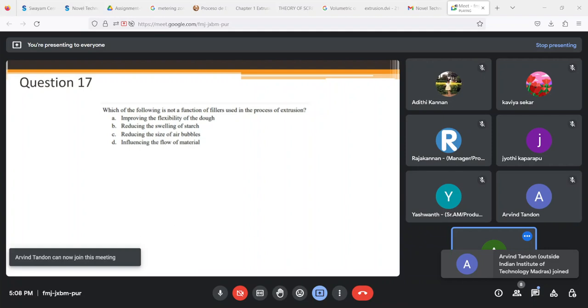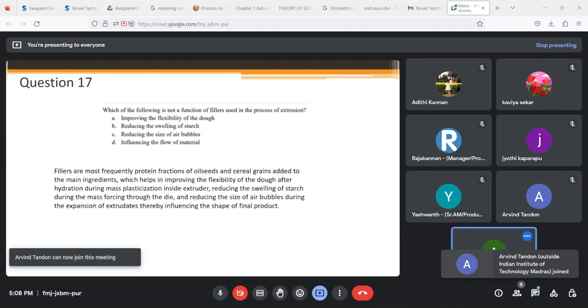Yeah, so D is not a function of fillers. So in an extrusion process, apart from your raw materials, you often add other additives called fillers. These fillers are often protein fractions of oilseeds or cereal grains. This is added to improve the flexibility of the dough. It reduces the swelling of starch, and it reduces the size of the air bubbles that happen after the expansion of the extrudates.